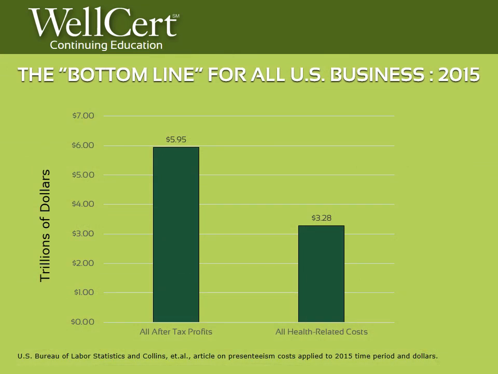Now, the bottom line for all U.S. business in 2015 for all after-tax profits reported to the Internal Revenue Service and then captured here in a composite, there were $5.95 trillion of after-tax profits for all profit-making companies in the U.S. And of that amount, all health-related costs, which are composed of the elements that the Bureau of Labor Statistics reports in its Employment Cost Index, and the addition of the Collins article on presenteeism conducted at Dow Chemical, which is one of the best methodological approaches to presenteeism, that has been applied and updated to the 2015 time period and dollars. And that constitutes $3.28 trillion.